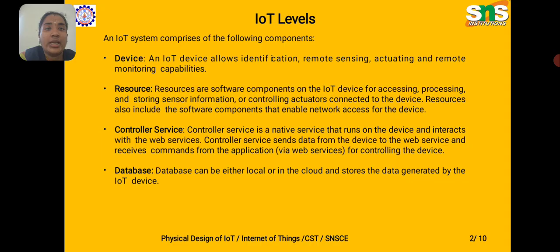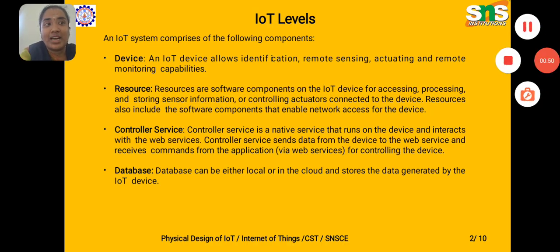What is a device? An IoT device allows identification, remote sensing, actuation, and remote monitoring capabilities. Resources are software components on the IoT devices for accessing, processing, and storing the sensor information, which is used to control the actuators which are connected to the devices. Resources also include the software components that enable network access for the devices.